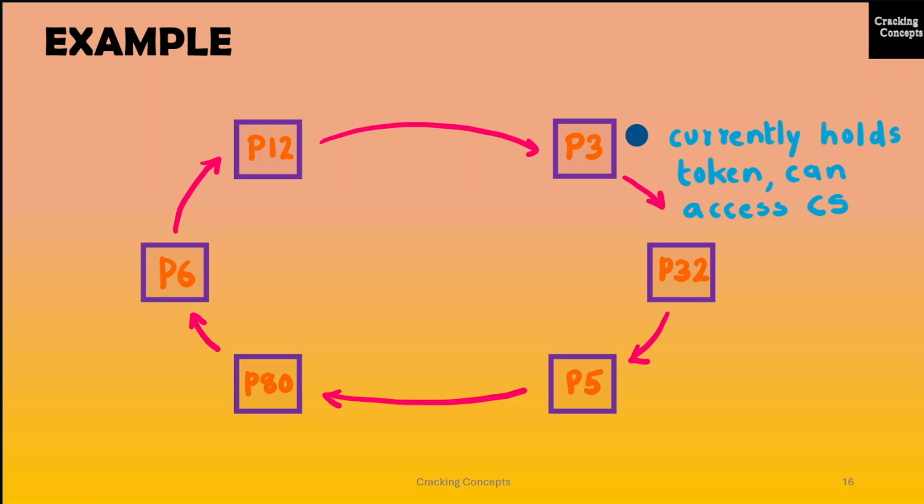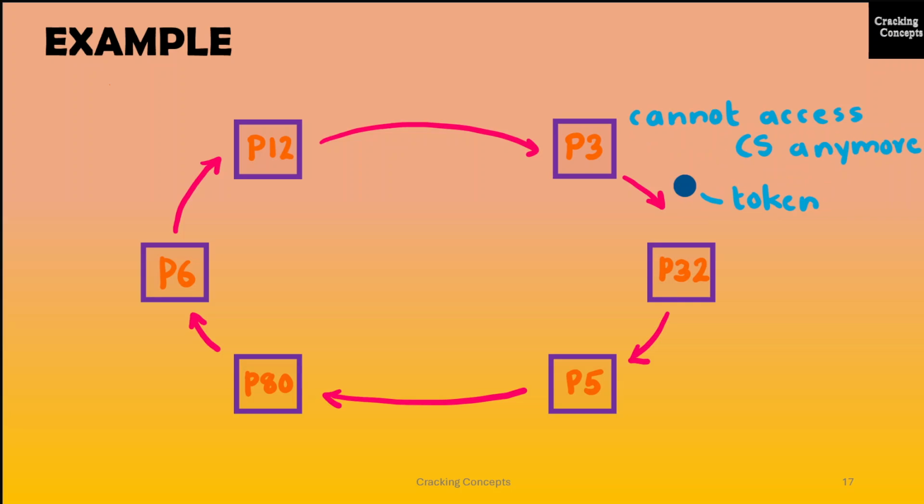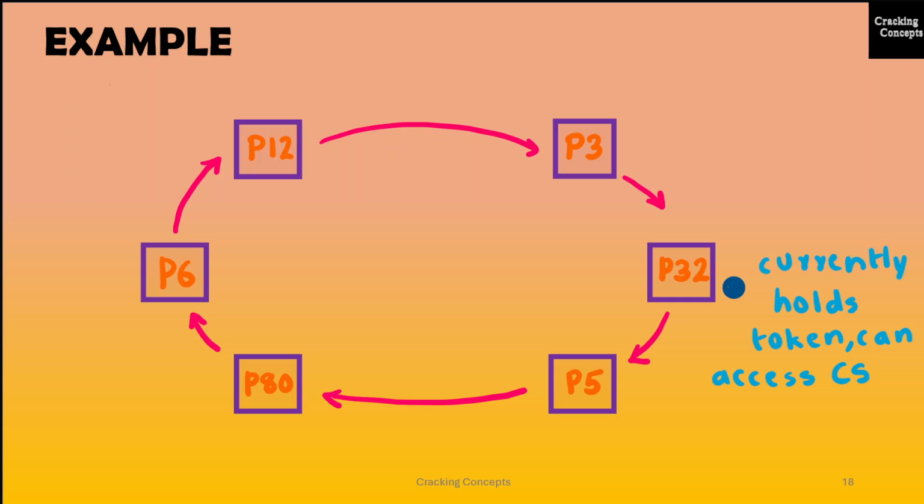Now, this is an example of how the token ring algorithm works. We can see that here the process P3 currently has access to the token, so it has access to the critical section. Now, after exiting the critical section, it will pass the token to its neighbor. After releasing the token, it cannot access the critical section anymore. Now, the token is acquired by the process P32, so it can currently access the critical section.